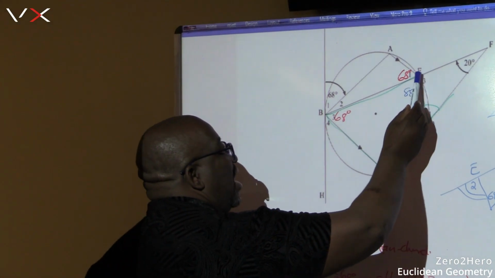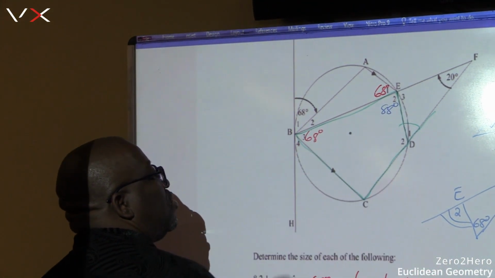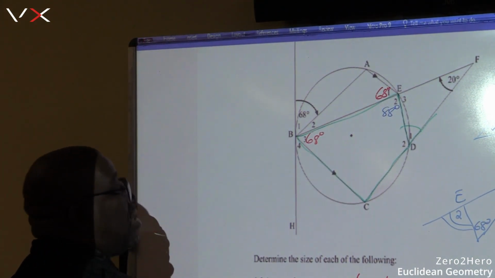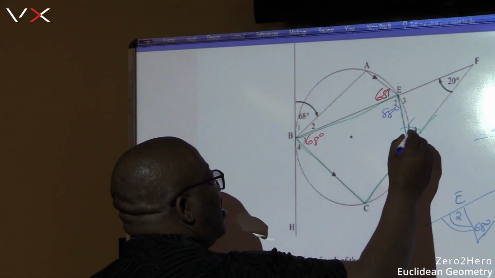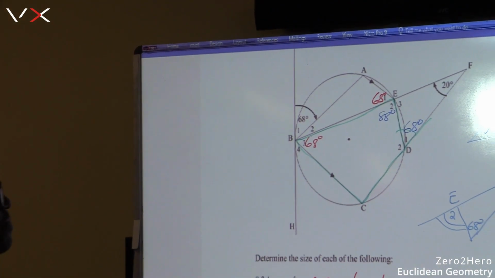This one, the exterior angle of this triangle, is equal to the sum of the two opposite interior angles. Remember that our D1 was 68 degrees. So D2 will be 88.